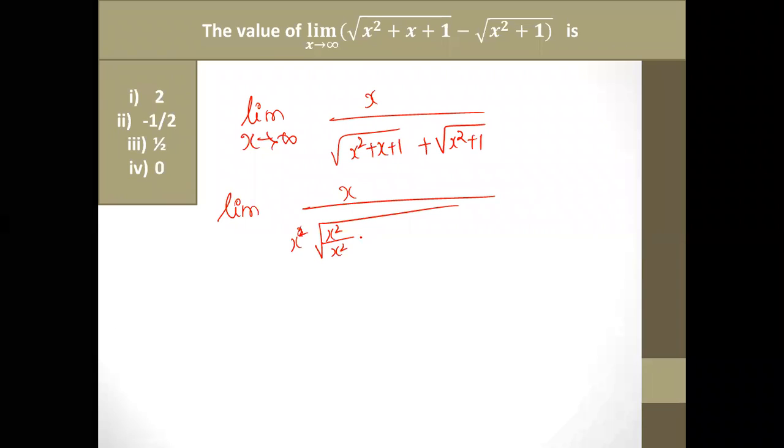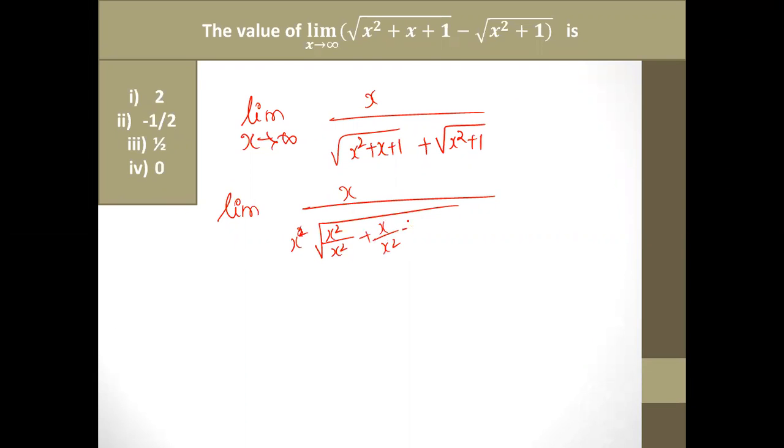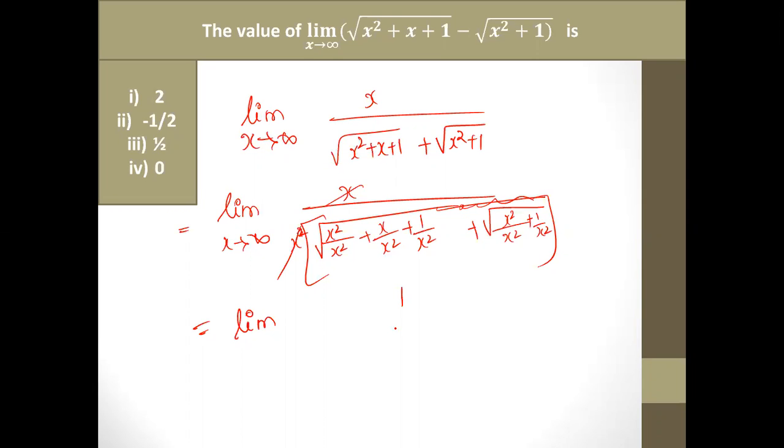So that is plus x by x square, plus 1 by x square, plus, again here also you are taking the same thing, you are taking x common, so you have to divide by x square throughout. So that is as x tends to infinity. That gives you limit, x gets cancelled, 1 by square root of x square gets cancelled, plus 1 by x plus 1 by x square plus square root of 1 plus 1 by x square.